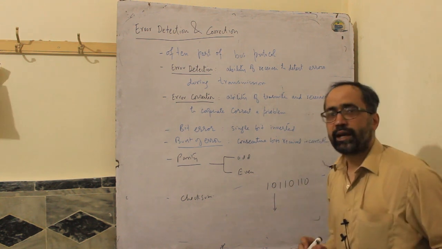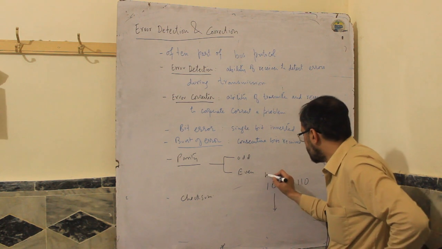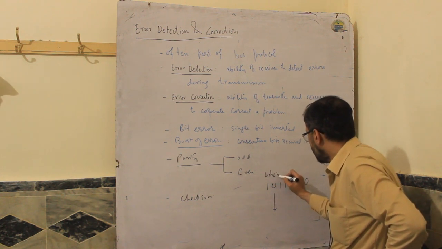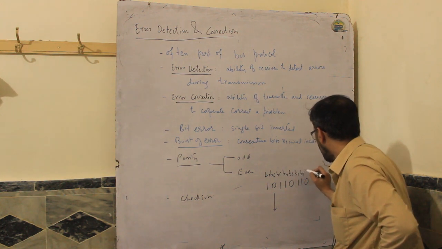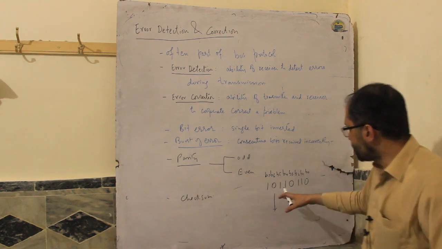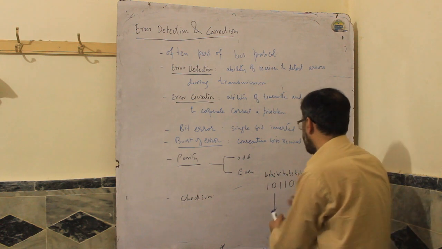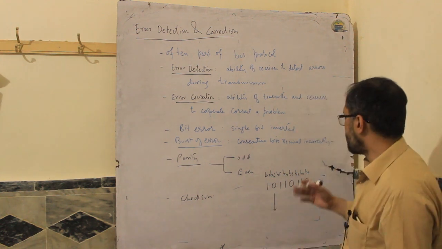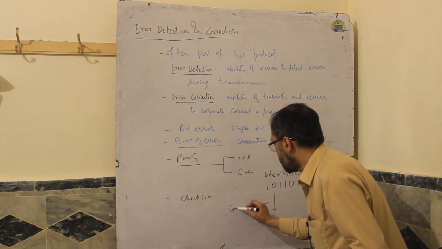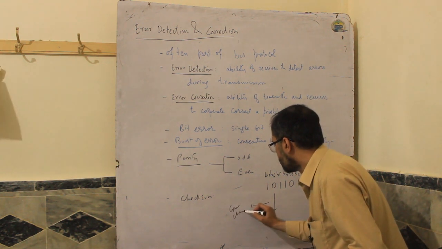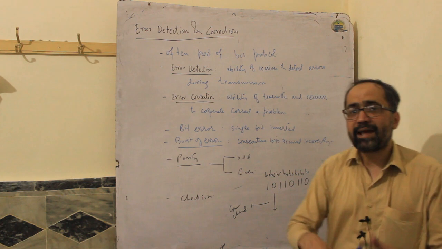1 2 3 4 5 6 7 8. So this is 8 bits of data: B7, B6, B5, B4, B3, B2, B1, and B0. Let's assume that this data is being sent by the transmitter over a communication channel, and there is some error in the channel.